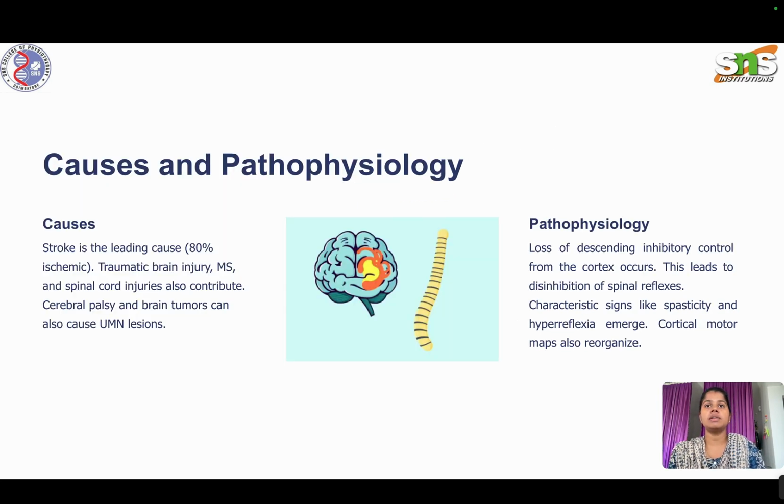Coming to the causes and pathophysiology, the most common cause is stroke, accounting for almost 80% of cases. Other causes include traumatic brain injury, multiple sclerosis, spinal cord injuries, cerebral palsy, and brain tumors as well. In terms of pathophysiology, when descending inhibitory control from the cortex is lost, the spinal reflexes become disinhibited. This is why we see typical UMN signs such as spasticity and hyperreflexia. Over time, the cortical motor maps reorganize within themselves as well.